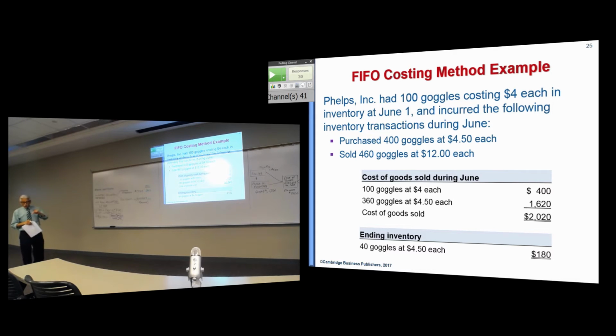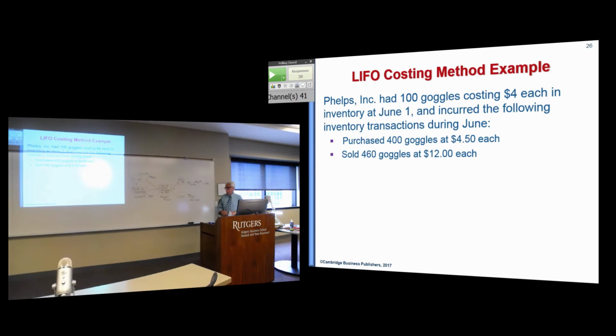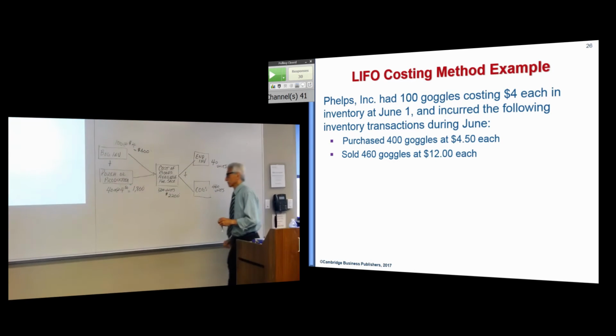Now, I'm going to ask questions in a second, but first, let me do one other for comparison, and let's do the LIFO basis. Same thing. Start with 100 units at $4. You buy or produce 400 at $4.50, that's $1,800. 500 units available at $2,200. You got 460 sold, you got 40 left.